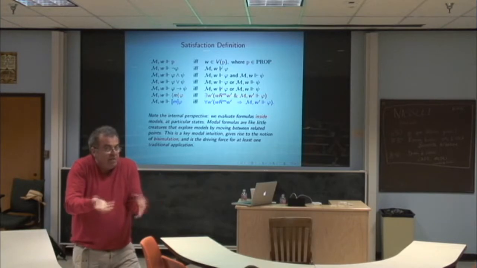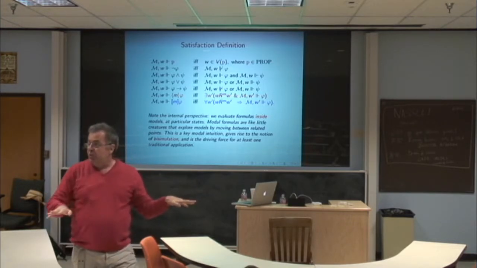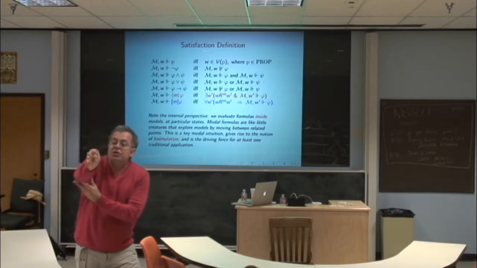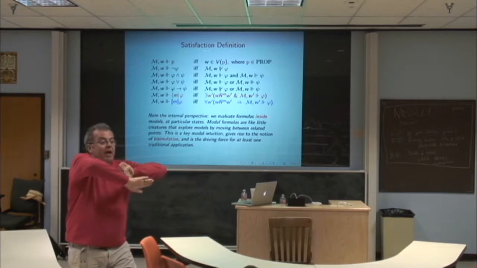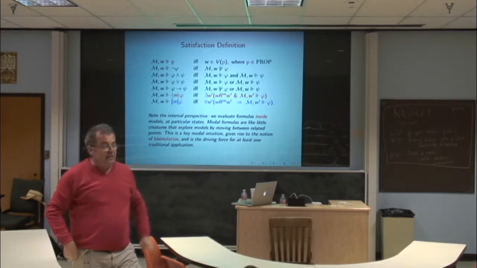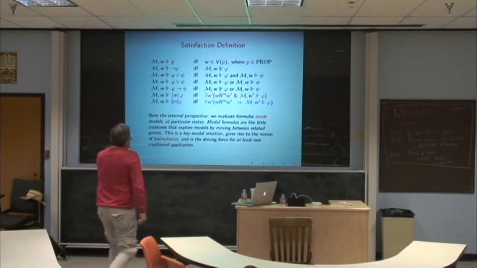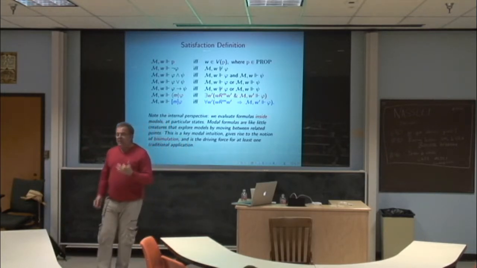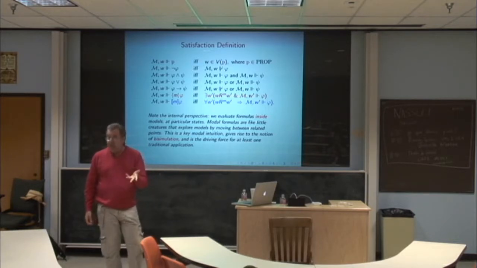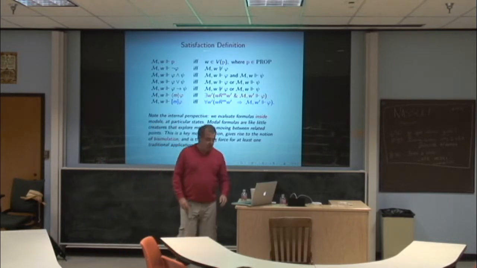Exploring down here, using the diamonds and boxes to move out to other worlds. A diamond being true if it's possible to find somewhere where it's true. A box being true if at all the things you can access, the information is true. This idea of being able to jump into the model and working locally is actually the key to the bisimulation idea that I'm going to be explaining later, and is the driving force for many, many traditional applications.